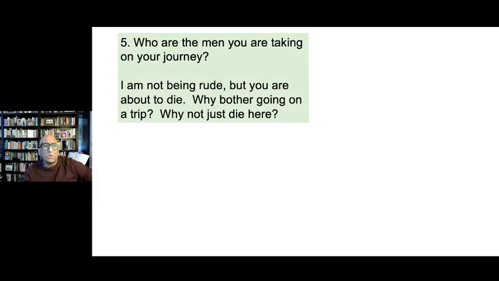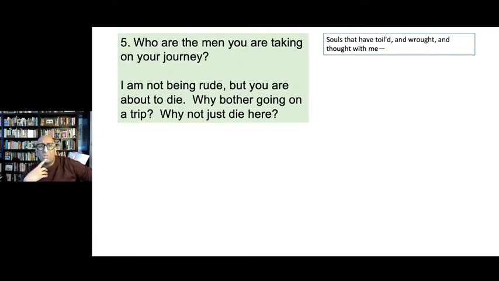Who are the men you're taking on your journey? I'm not being rude, but you're about to die. Why bother going on a trip? Why not just die here? Souls that have toiled and wrought and thought.